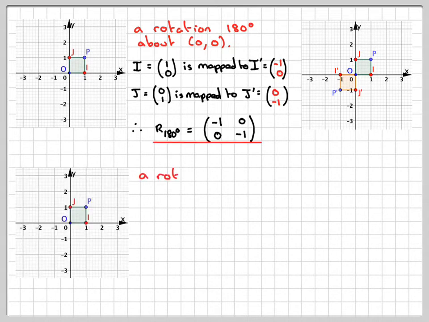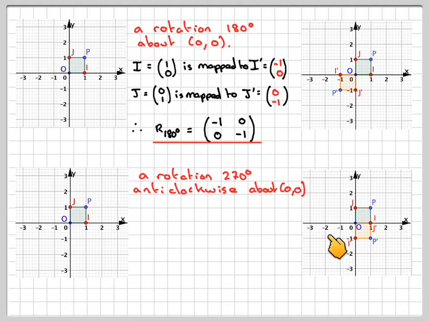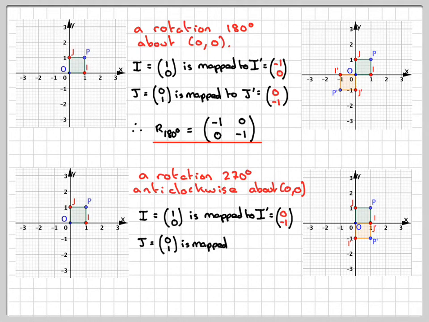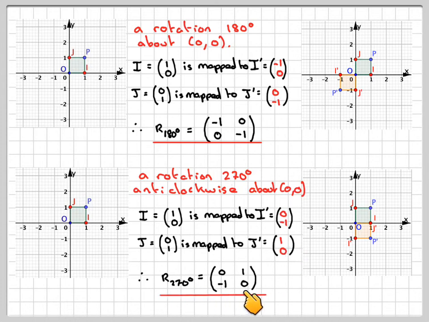Finally, let's have a look at a rotation of 270 degrees anti-clockwise about (0, 0). Okay, so the shape's now gone there. So the point i will go all the way around to here, to i dashed, and i dashed is going to be (0, -1). And the point j will move round to this point here, which is going to be the point (1, 0). Therefore, putting these together, we get (0, -1), the first column for i, and then for j we put (1, 0), and this gives me the matrix.